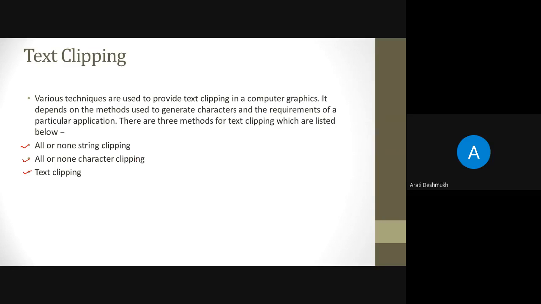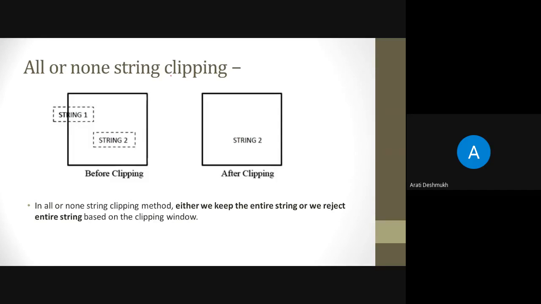There are a variety of applications which need text clipping, and we use these three methods. First is all or none string clipping. It is the simplest way to perform text clipping, as the entire text is either displayed or fully clipped. Deciding the full membership of the text in the clipping window is very simple.